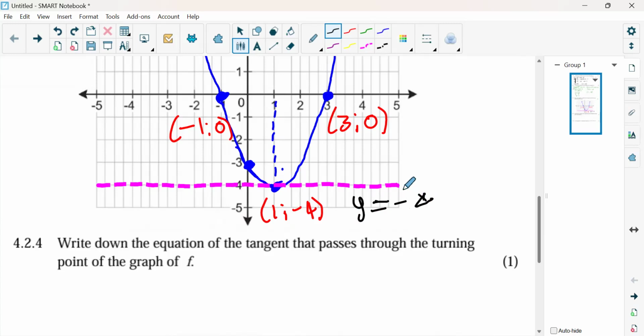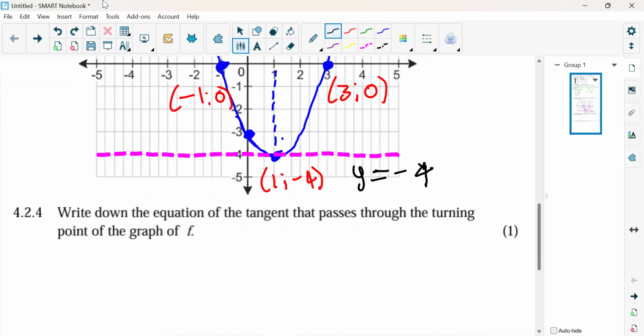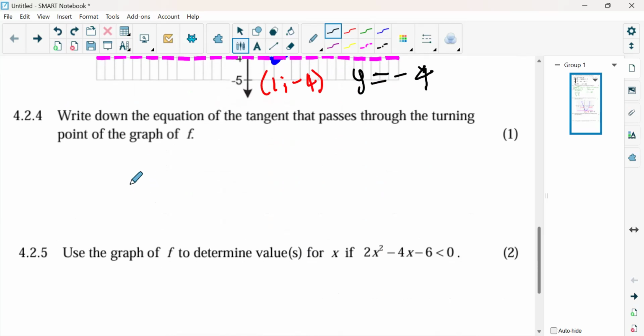Because we're at the turning point, this is the tangent. Remember, it touches the graph only once. So we're going to move on to the next question. I think it's the last one. That's the last question.